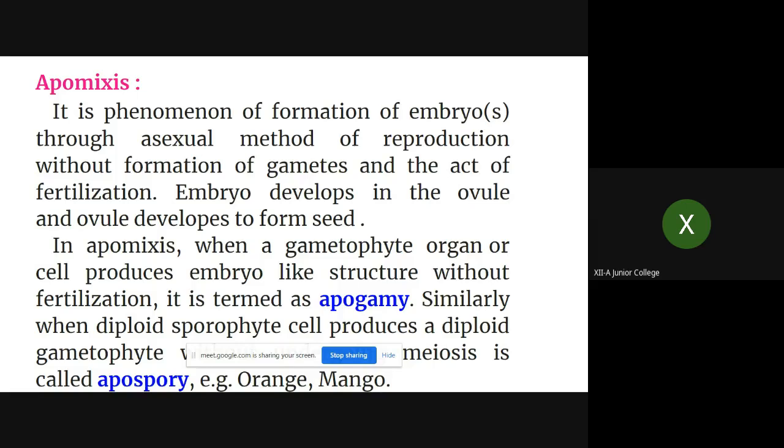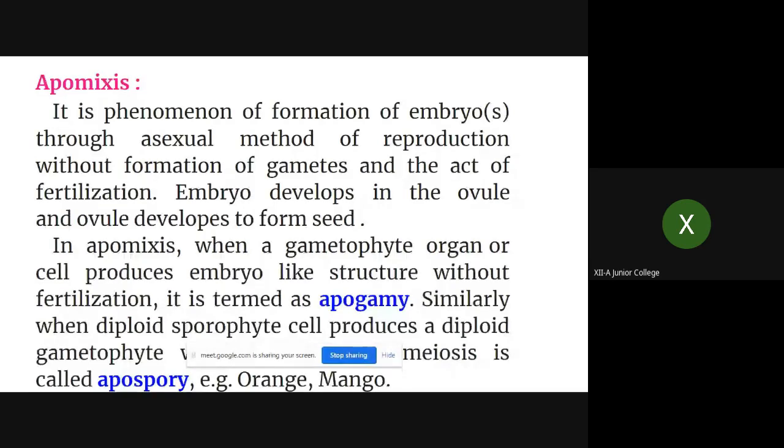Whereas apospory means what? The sporophytic tissue, which is diploid in nature already, endosperm, nucellus, that is diploid in nature, right? So when sporophytic tissue gives rise to an embryo, that is called apospory. And when the gametophytic organ or cell gives rise to an embryo-like structure, that is called apogamy. Very simple. You just remember with the help of names. Apogamy, from gametophytic organ or the cell, it is produced. And apospory from the sporophyte.